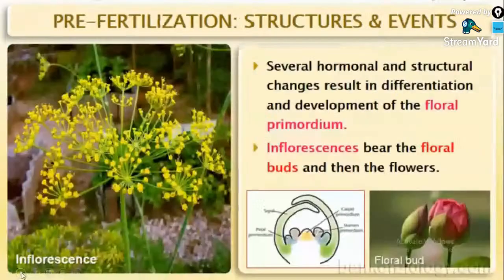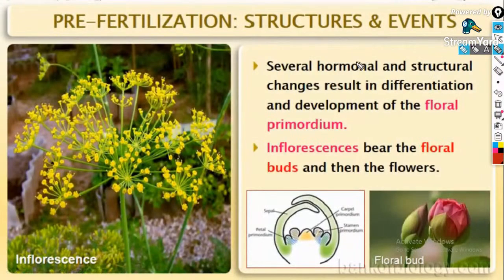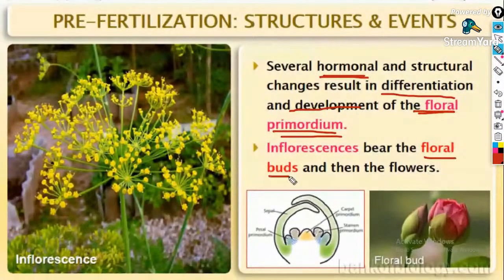Several hormones, we studied in class 11th about the different types of plant growth hormones as well as plant growth inhibitors, right? Several hormones and structural changes result in differentiation and development of the floral primordium. Okay, and what do you mean by inflorescence? Inflorescence bears floral buds, which then convert into flowers.